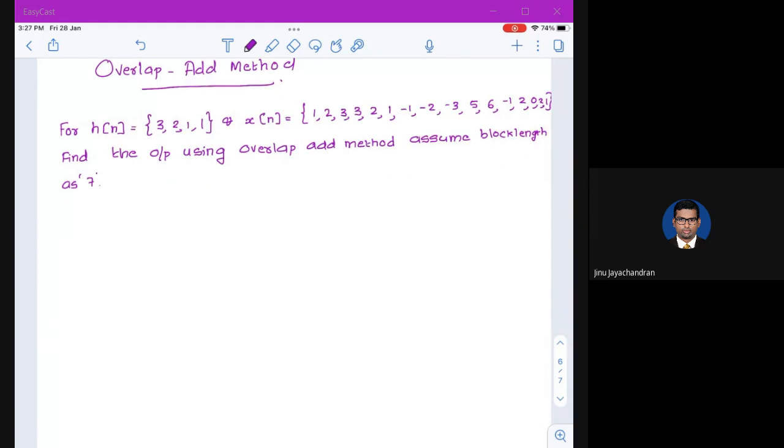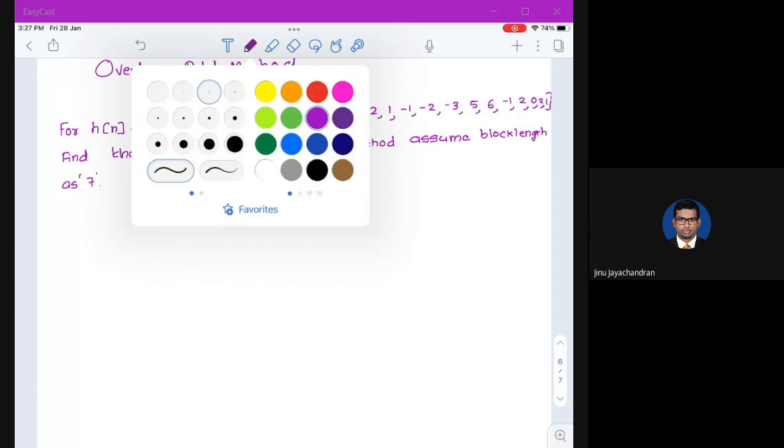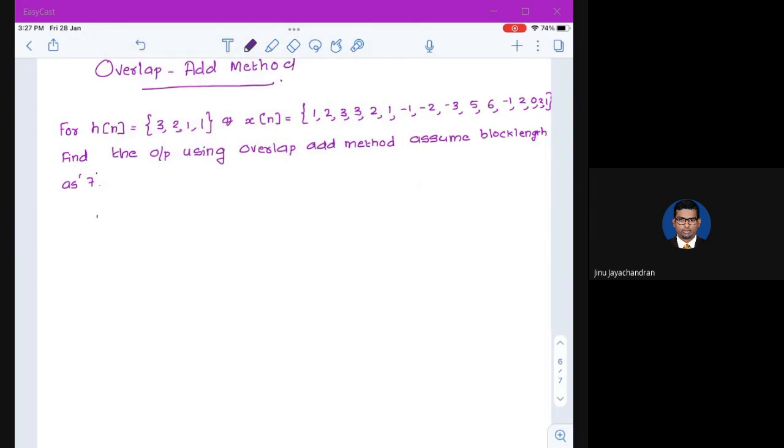Okay, so let's first list all the things that are being given. You can see that h of n is already given, which is 3, 2, 1, 1, which means the value of m, the length of h of n, is equal to 4. So put it in a box. Now, if you look at x of n, it's a very lengthy sequence, but we need to have a block length of only 7.